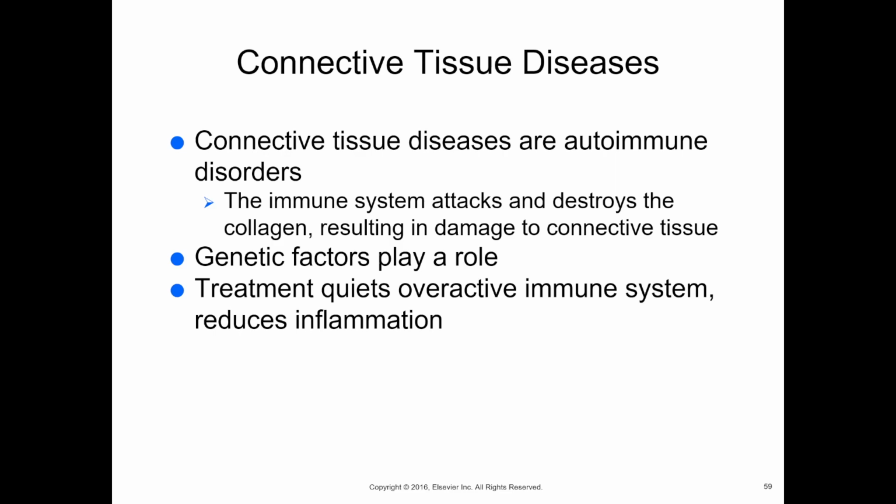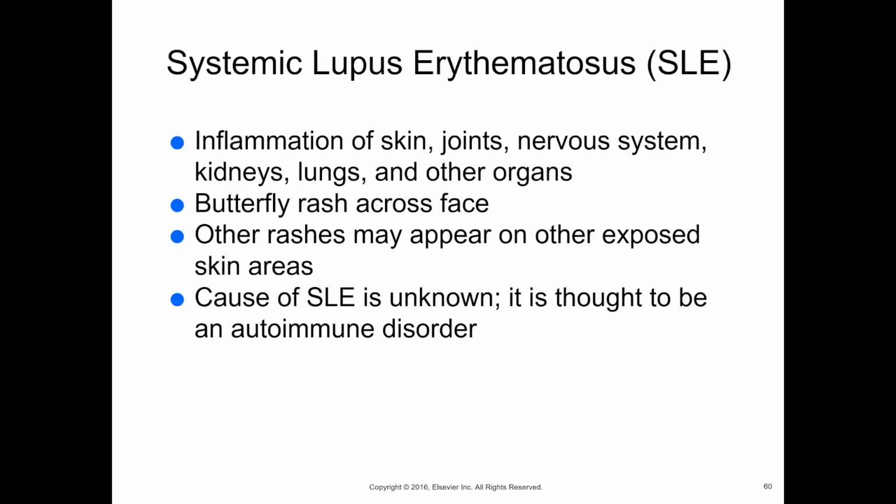Next, connective tissue diseases. This is a family of conditions where the immune system attacks collagen and other types of connective tissue. It's believed that genetics have a big role in these, but we're finding that actually the environment might be very important too. First one we're going to talk about is SLE, systemic lupus erythematosus.